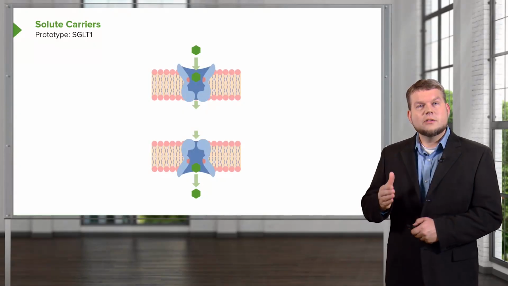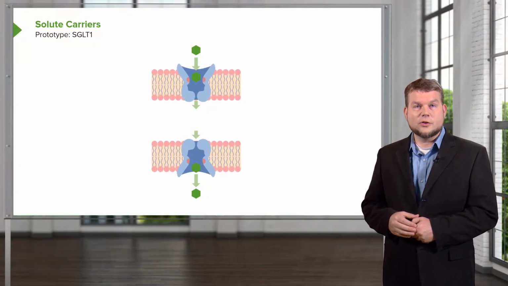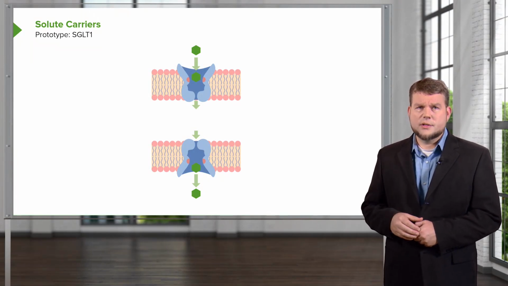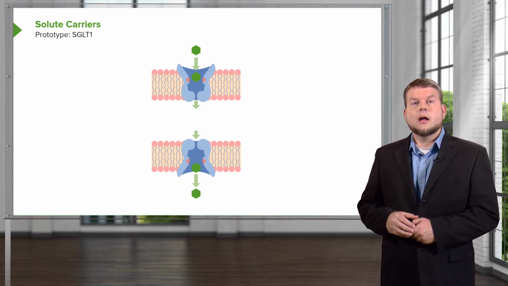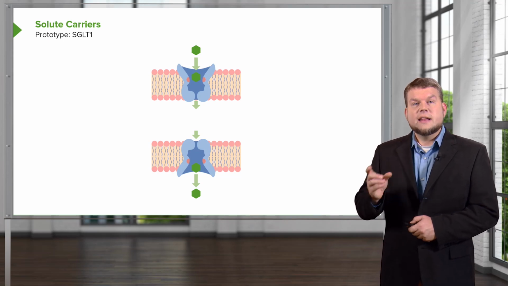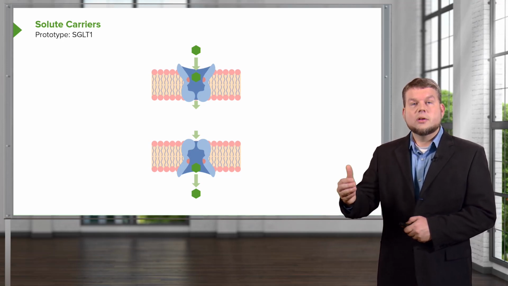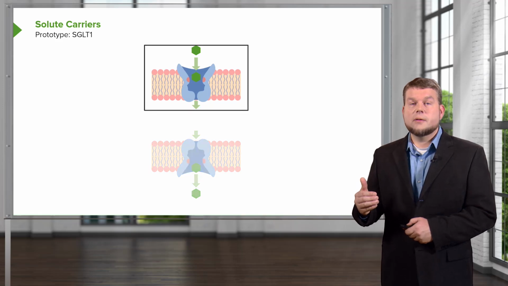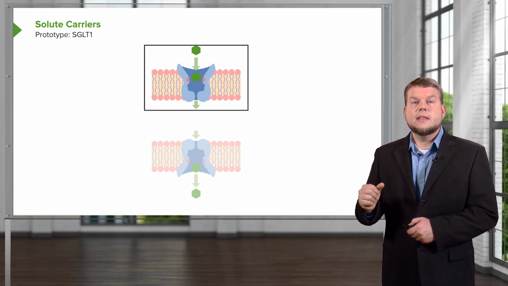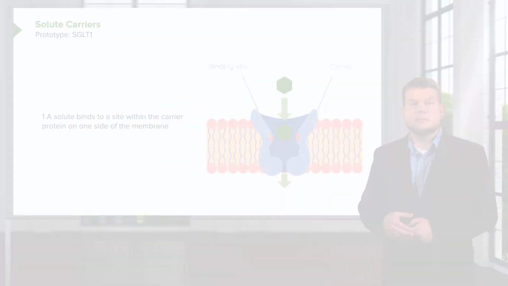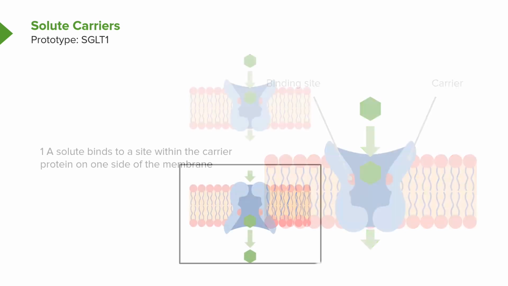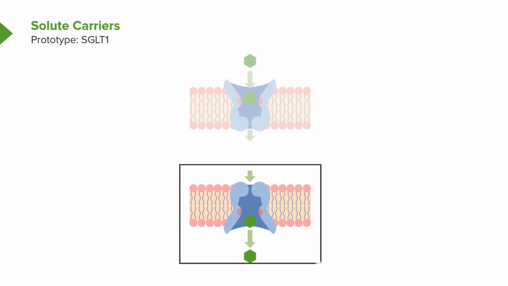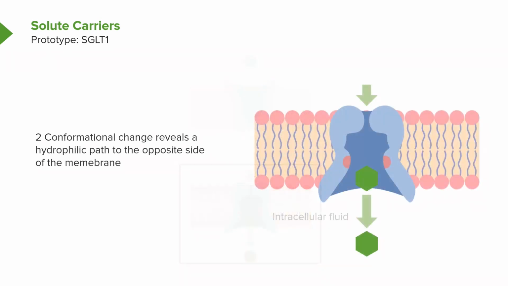Let's now move on to the final type of carrier that we're going to talk about in this lecture, and that's solute carriers. The prototype that we're going to use is an SGLT1. These particular transporters are very nice, and in this example, we're going to have a molecule that will enter into this transporter and then ratchet to exit. So first the solute binds within the carrier itself in a binding site, and then there's a conformational change that allows it to enter into the cell.